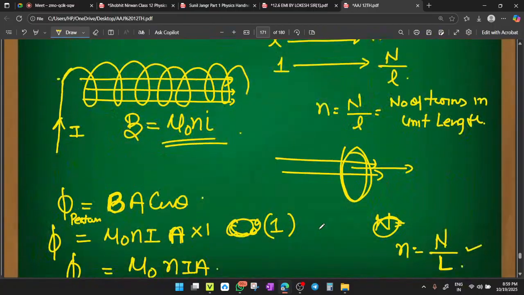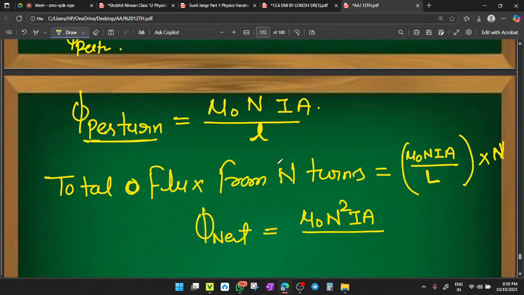Okay, again I have made a mistake here. Small n equals capital N by L. Any problem? Total flux from N turns, we have calculated here. This is the flux from one turn, per turn, and total flux from N turns, because the total solenoid contains N turns.